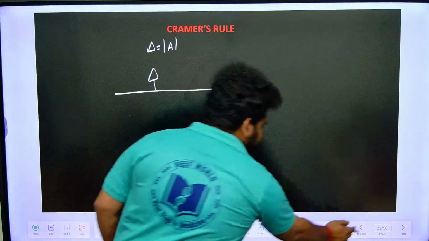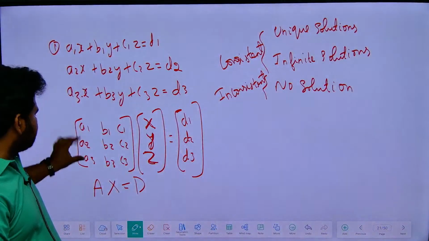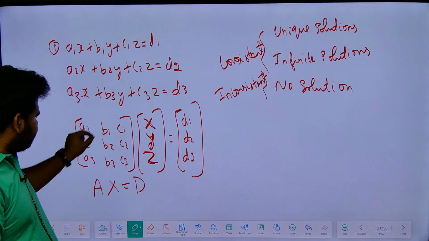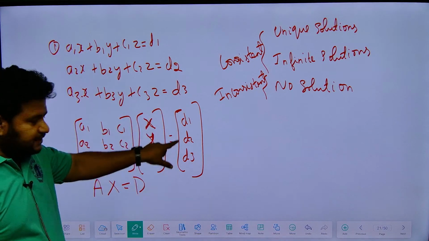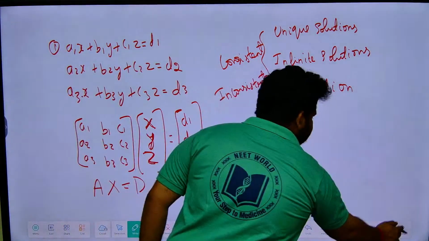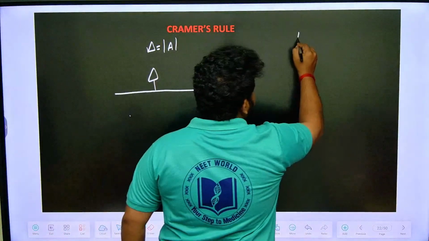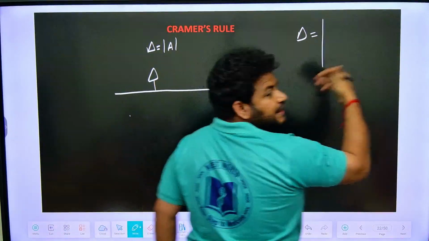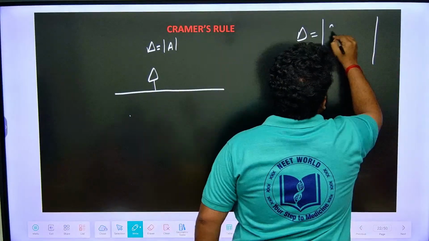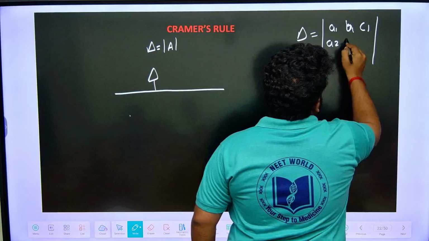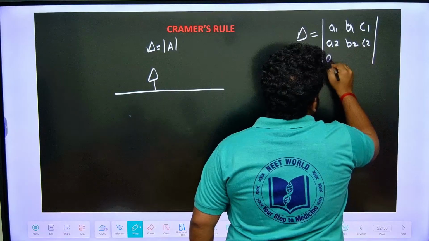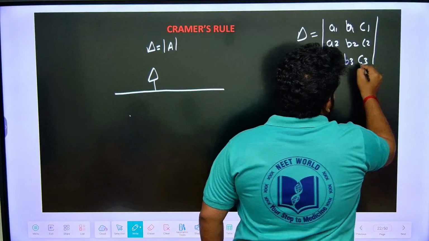So observe this again. A is the matrix with rows A1, B1, C1; A2, B2, C2; A3, B3, C3. X is X, Y, Z. D is D1, D2, D3. Now, what is this delta? Delta means you are finding the determinant of matrix A. You will write it as A1, B1, C1; A2, B2, C2; A3, B3, C3. This is delta.